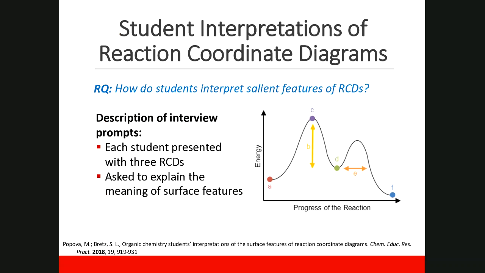So now let's look at how students make sense of these reaction coordinate diagrams. We decided to dive in a little bit deeper here and try to understand how students interpret the starting point, ending point, the peak, the valley, height of the peak, and the width of the peak. Students in our study were shown 3 reaction coordinate diagrams and were asked to explain what meanings they attribute to each of these surface features.